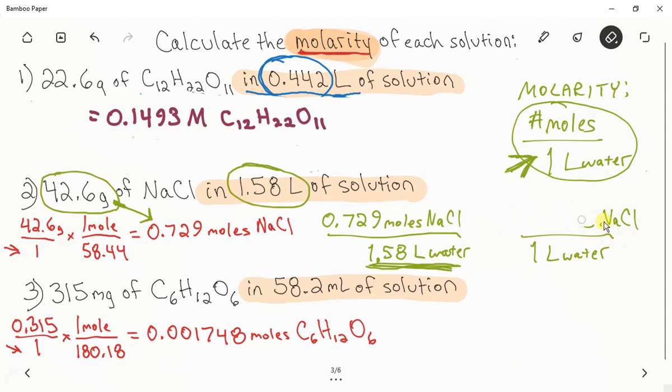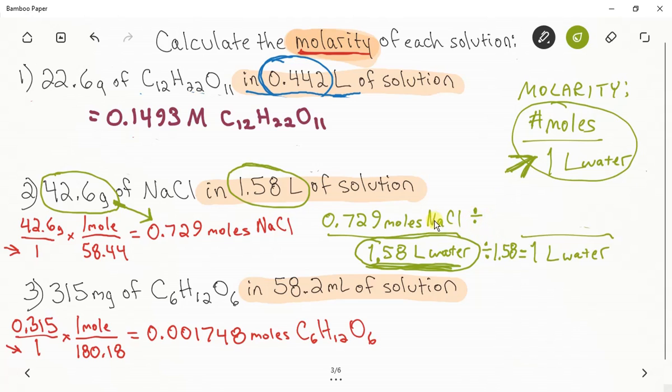How are we going to find out how many moles of sodium chloride we would add if we had 1 liter of water instead of 1.58 liters of water? Well, we need to turn this 1.58 liters of water into 1 liter of water. And how do we do that? Well, we divide it by itself. We divide it by 1.58 because anything divided by itself is 1. So we divide this 1.58 liters of water by 1.58 liters and we get 1 liter of water. But what you do to the bottom of the fraction, you have to do to the top.